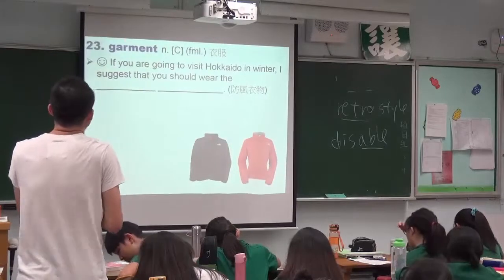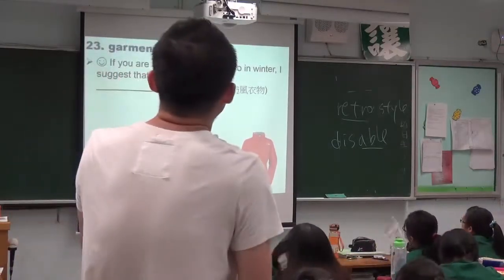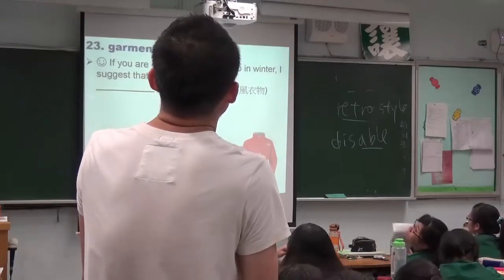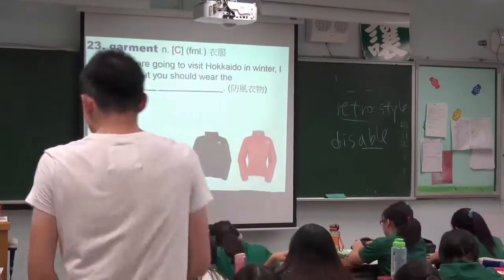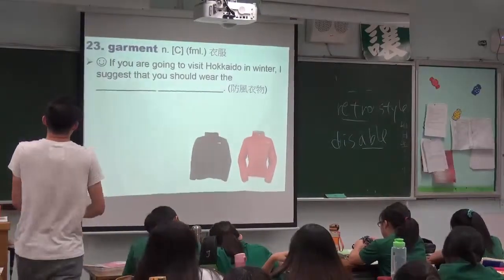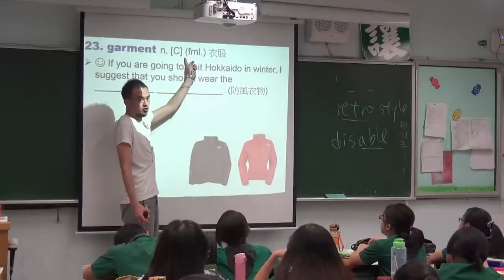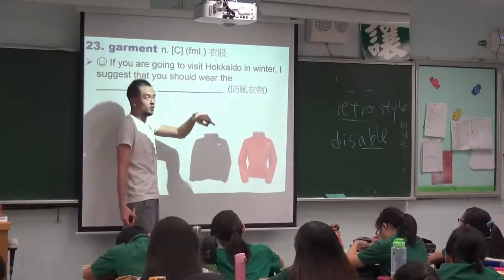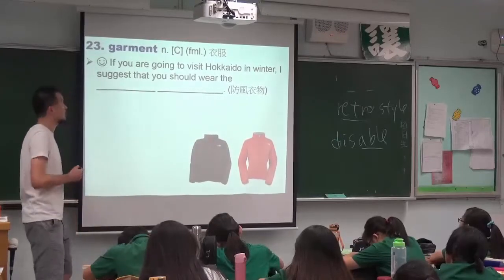So again, number 23, this was very easy. It's a garment. Garment. Did you see FML? What does the part FML mean? Formal. So like the difference between garment and clothes is that garment number 1 countable 可说一件衣物 a piece of clothes. Number 2就是比较正式而已，所以没有什么差别。Yeah. So the word is actually very easy.